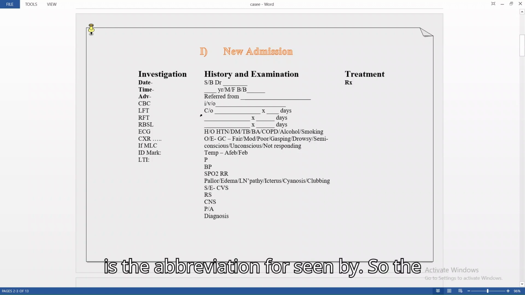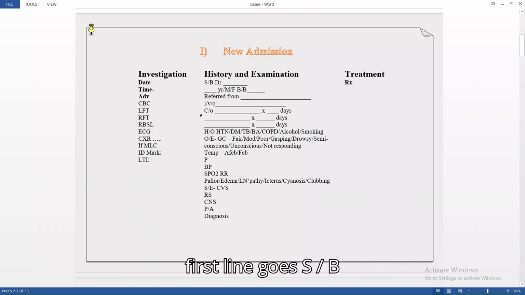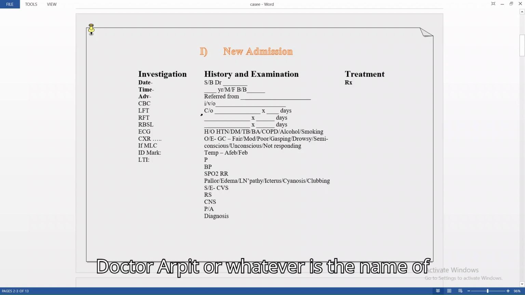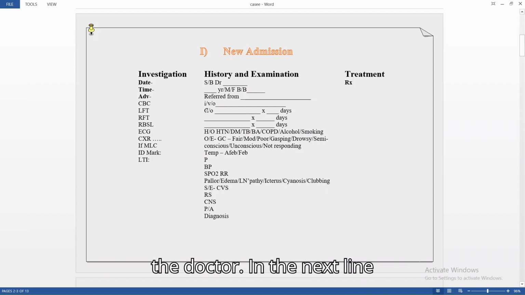To begin with, the very first line should mention the name of the doctor who's treating the patient. S by B is the abbreviation for seen by. So the first line goes S by B, Dr. Arpit. That is seen by Dr. Arpit or whatever is the name of the doctor.